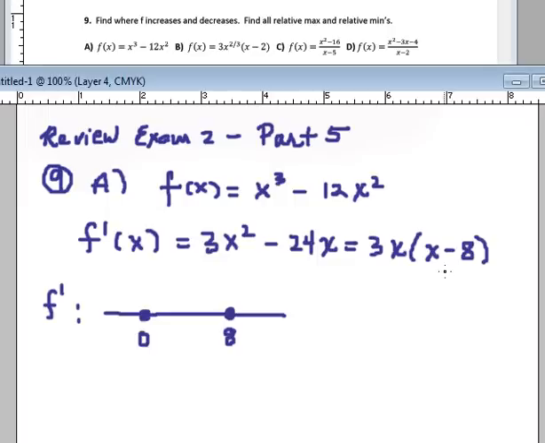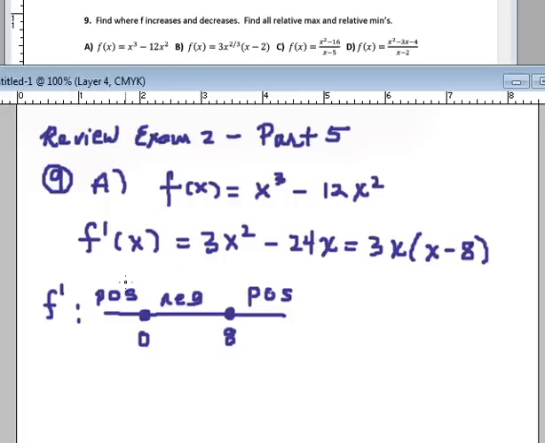Well, to the right of 8, let's say we choose 9. This is positive. And here let's choose a value between 0 and 8, like 1 for example. This quantity 1 minus 8 is negative, and this is positive, so it's negative here. And if we choose minus 1 to the left of 0, we have negative, negative, so that's positive.